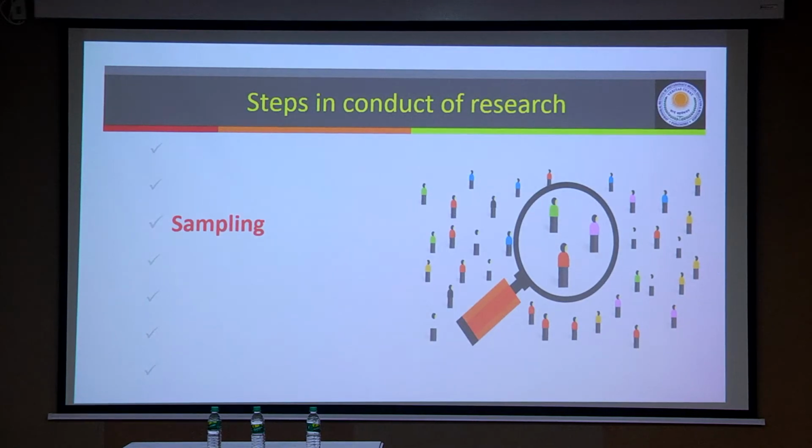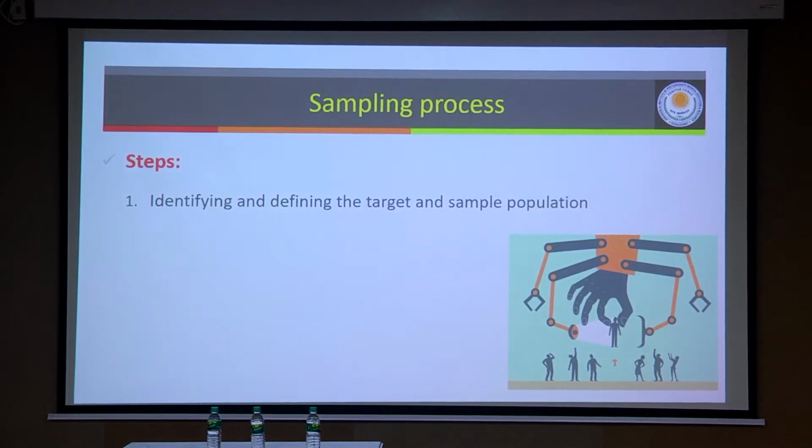How are we going to do sampling? Sampling is not one single step, it is a process that involves multiple steps. The first step is identifying and defining the target and sample population. So we need to know what the target population is and what the sample population is. We'll come to that soon.